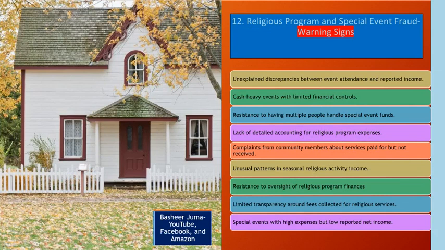Unusual patterns in seasonal religious activity income. Resistance to oversight of religious program finances. Limited transparency around fees collected for religious services. Special events with high expenses but low reported net income.